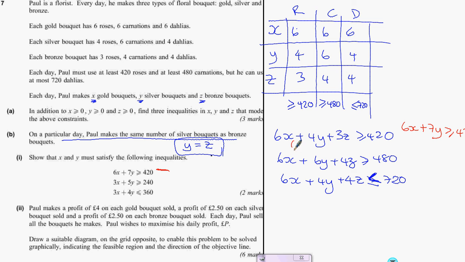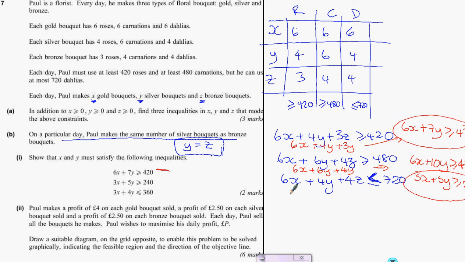Okay, so to do it as a proper show that, I would write 4y plus 3y leads to 420, and then 6x plus 6y plus 4y goes to 6x plus 10y is greater than or equal to 480. The answer they want is half that, so now I'm going to halve it as 3x plus 5y is greater than or equal to 240. That's my other one. And then 6x plus 4y plus 4y is less than or equal to 720. And that's not what they got. They've got half of that. But I'm going to write it as 8y first of all. And then I'm going to halve it.